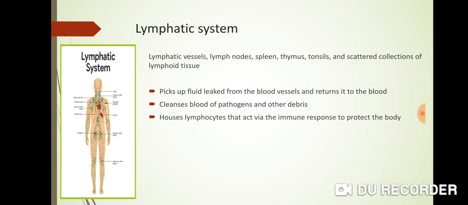While the lymphatic system is composed of the lymphatic vessels, lymph nodes, spleen, thymus, tonsils, and collection of lymphoid tissue. So these are part of the circulatory and immune system. So this goes hand in hand with the two mentioned systems. So this will pick up a fluid, and this fluid is the lymph.